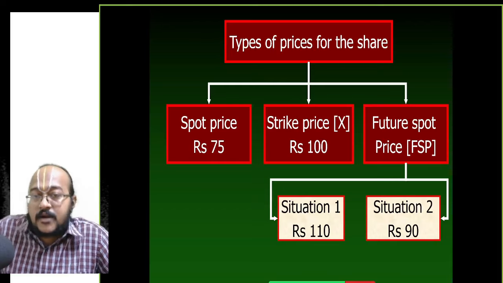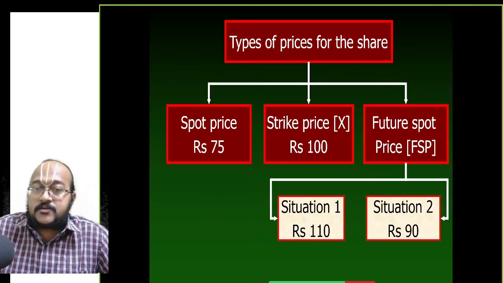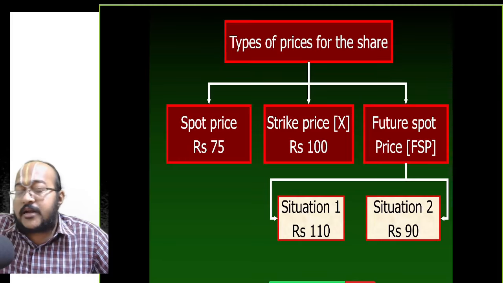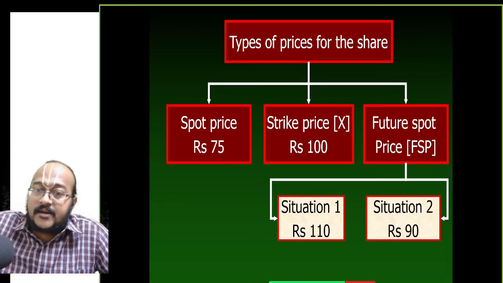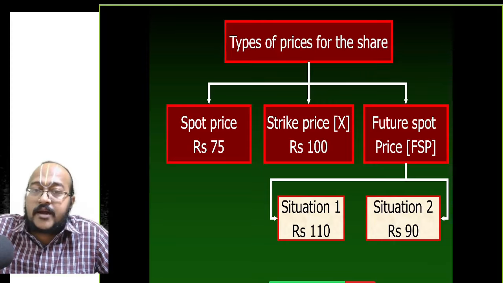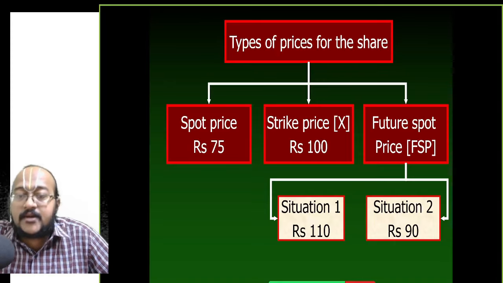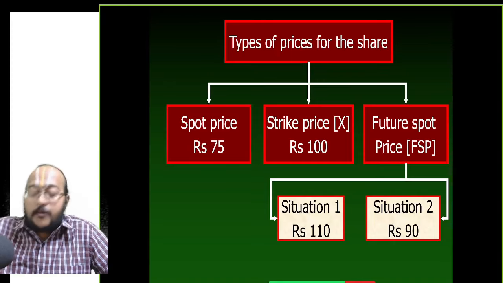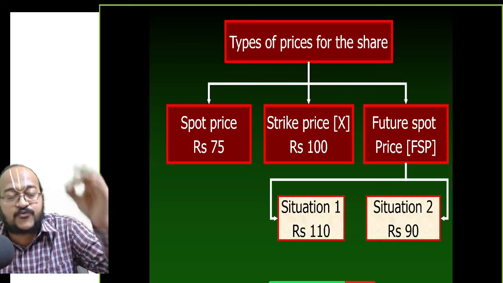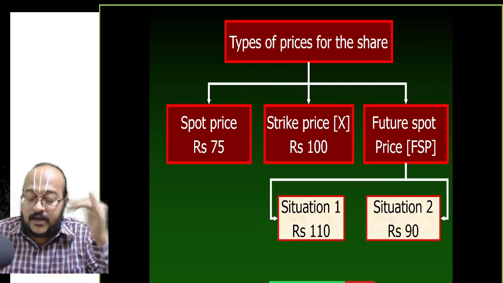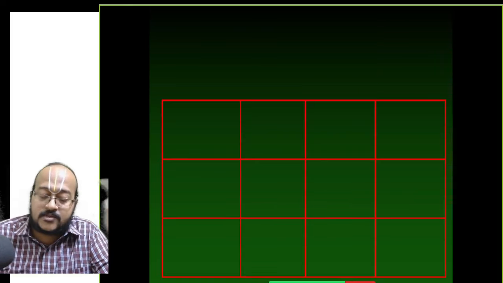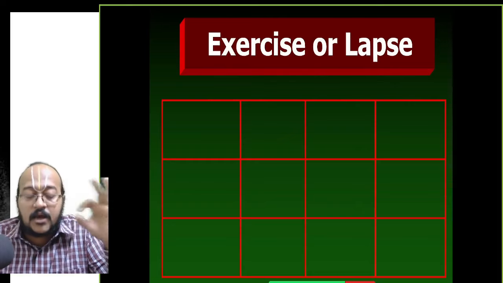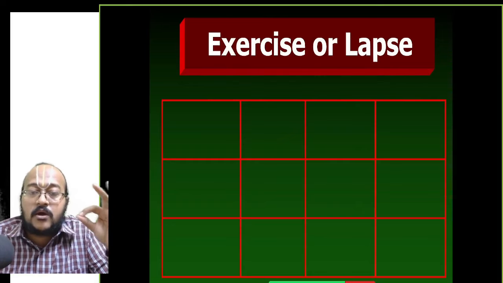And the third price is called the future spot price, which means on the date of maturity there might be some spot price. At that date, the shares might be trading at 110 or 90. That is called the future spot price. Two situations are given: situation number 1, future spot price is 110, and situation number 2, future spot price is 90 rupees. In both cases, what will happen? We will discuss. You have a right to exercise.